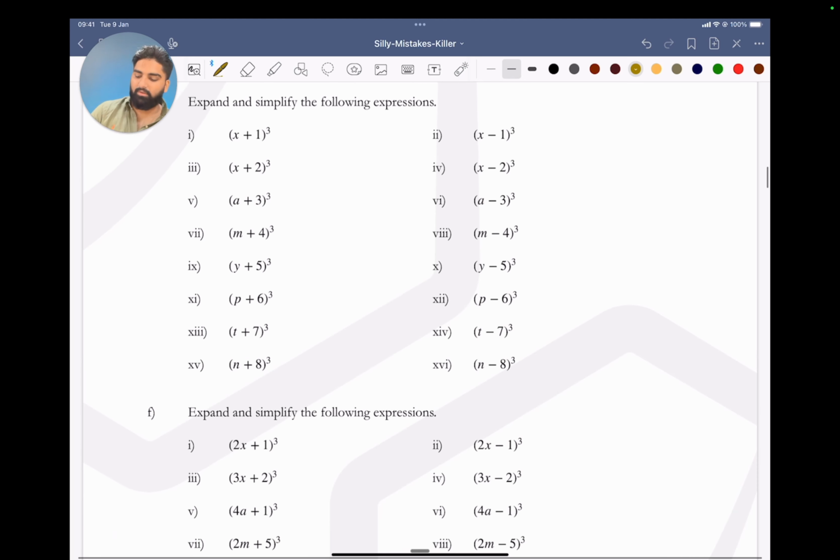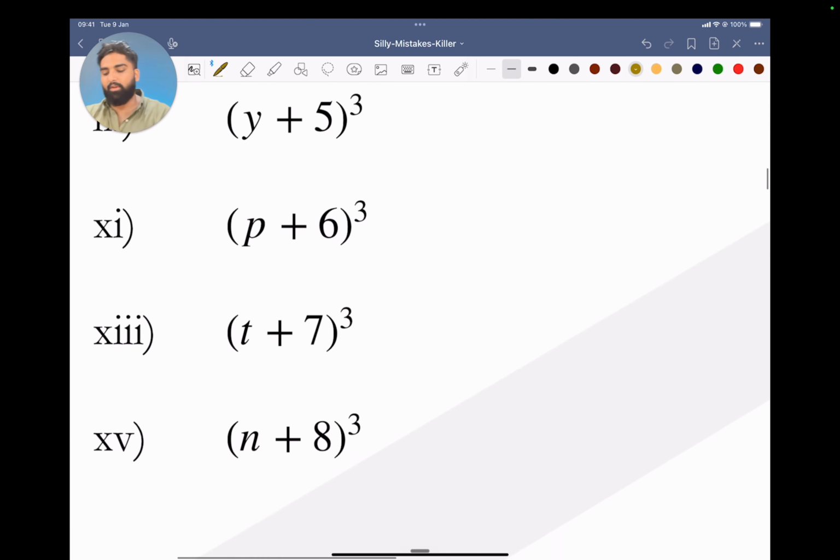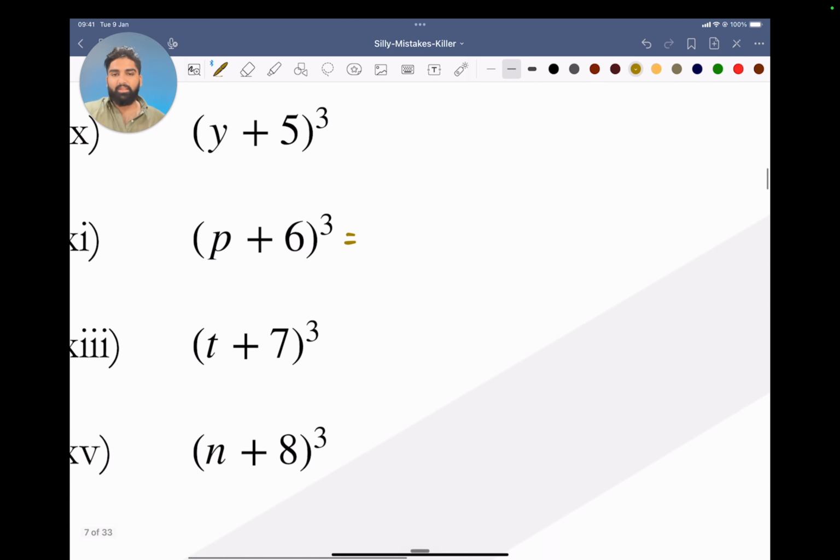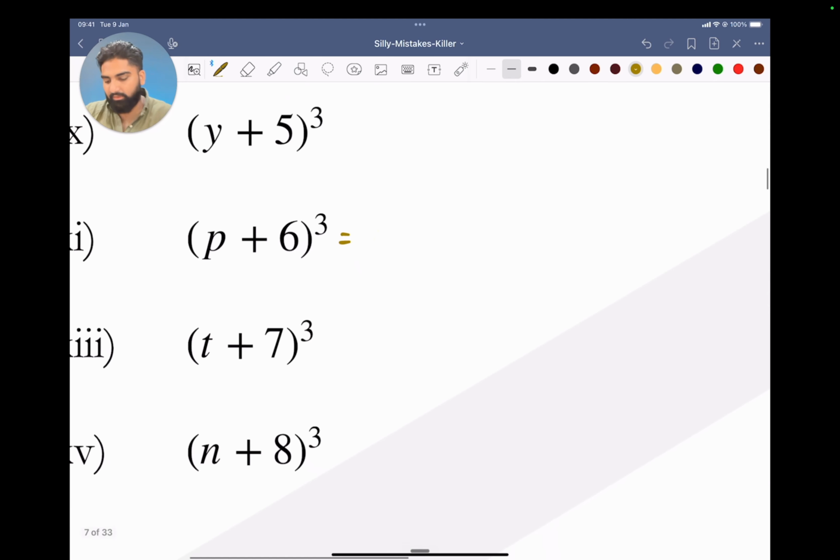Then you have the cubic ones. Highly recommend practicing these. Once you become decent at them, it's sometimes a bit hard to do in one line, and that's okay, right? There's no points for doing it in one line or two lines. You just want to get it correct. That's the goal. So this is p cubed plus 3 times the first term squared times 6.